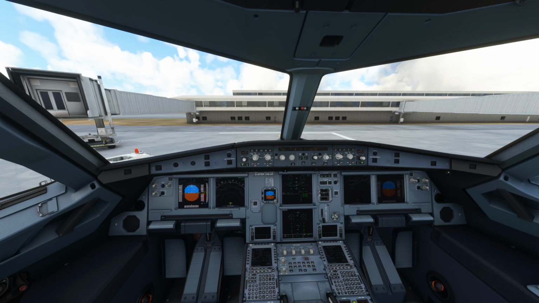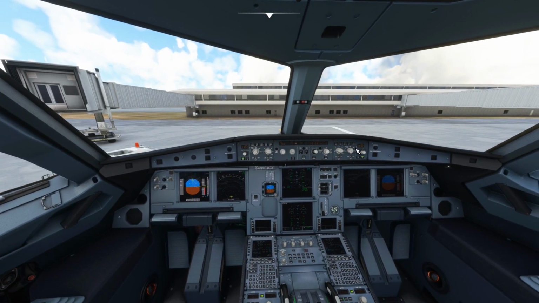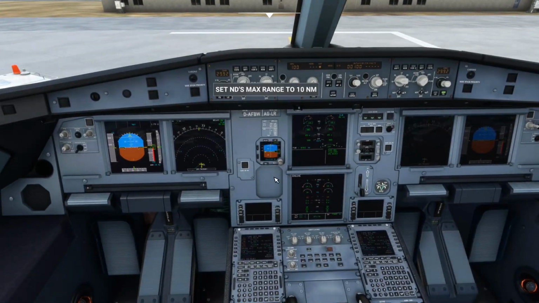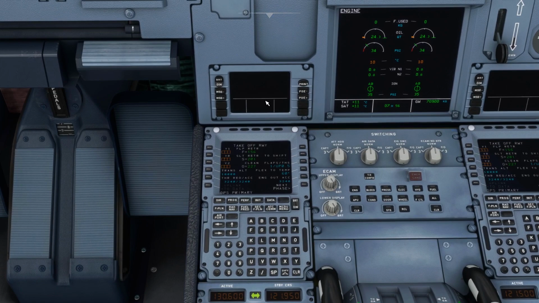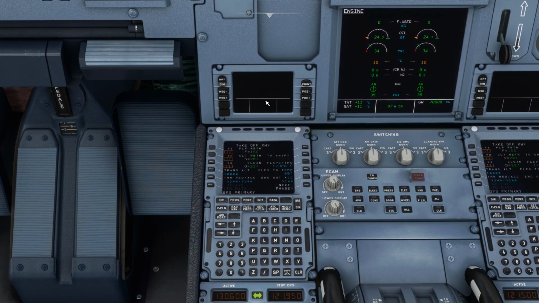And as I told you before, I'm going to talk about the flex temp settings in the MCDU. This is one kind of a setting required in the MCDU while preparing the flight plan, plus your takeoff management. You have to enter this temperature over here.